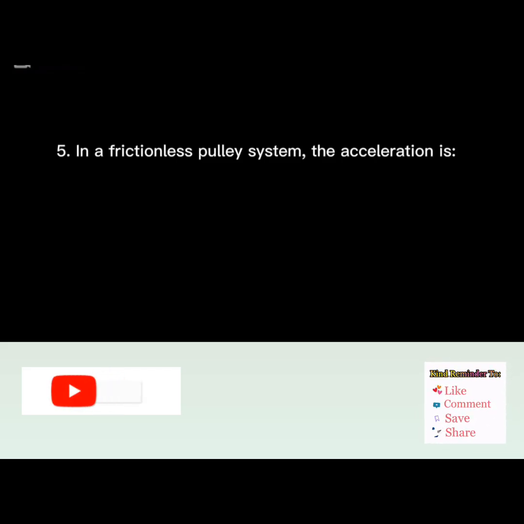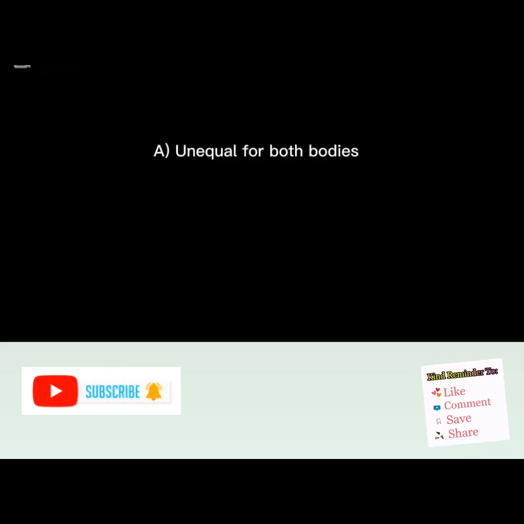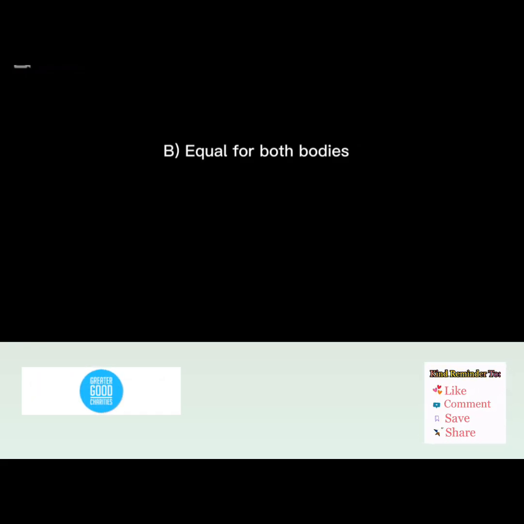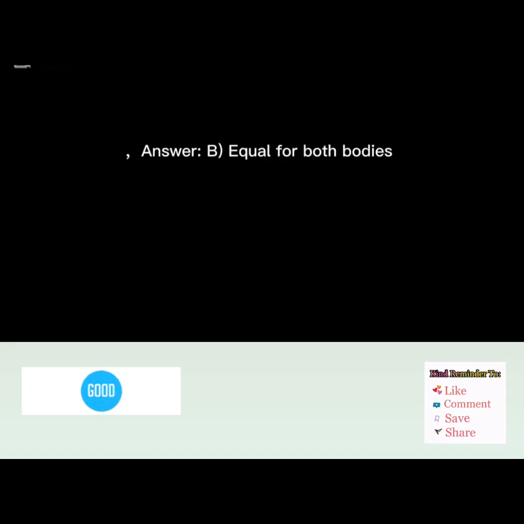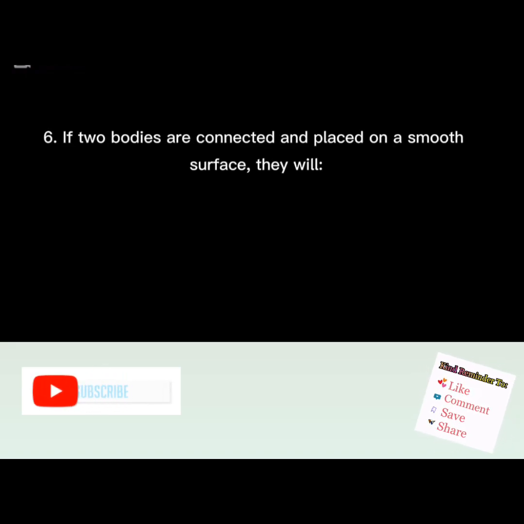5. In a frictionless pulley system, the acceleration is: A. Unequal for both bodies. B. Equal for both bodies. C. Zero. D. Infinite. Answer: B. Equal for both bodies.